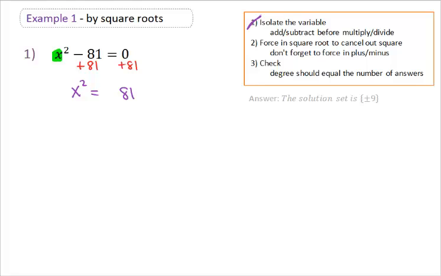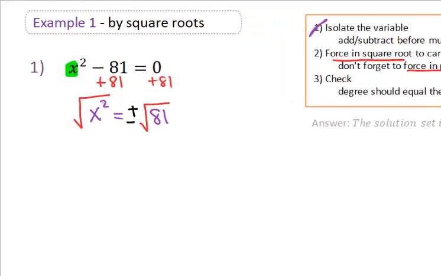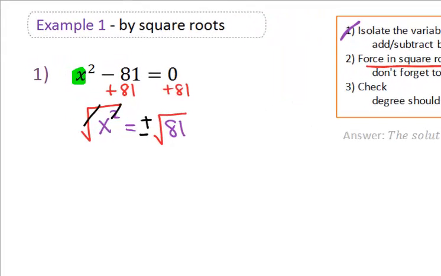Step number 2, to cancel out that square, I must force in a square root because those are opposite operations. If I do it on the left, then I must also do it on the right. But if I force in a square root, then I also need to force in both a positive and a negative. So I'm going to put my plus or minus here with my root 81. On the left, the square and the square root cancel out. That's why you put it in there in the first place, isolating your x variable.